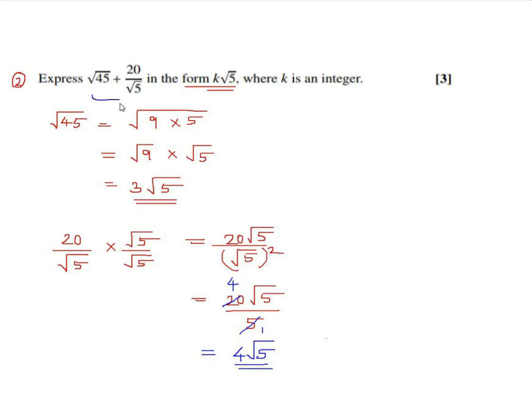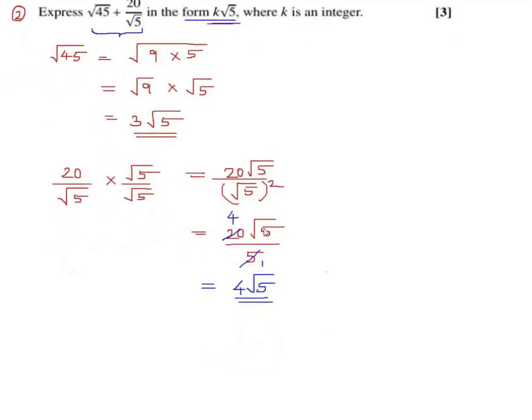Now we have to combine the answer of square root of 45 and 20 over root 5. So let us check if we get the answer in this form or not. Square root of 45, we had got it as 3 root 5 plus we have got the answer of 20 over radical 5 as 4 root 5.